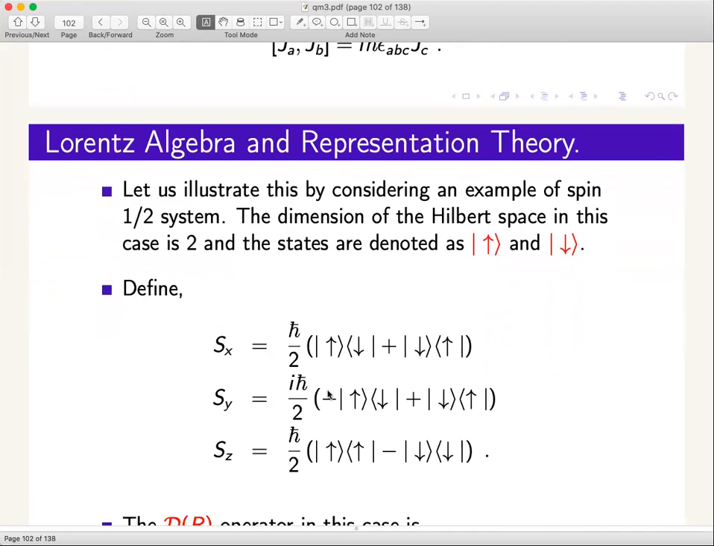So Sx involves the up-spin down-spin operator plus the down-spin up-spin type operator. This is the ket-bra kind of projection operator. This is the symmetric one. The anti-symmetrized one is Sy. Of course, if you anti-symmetrize, then you have to multiply by a factor of i such that Sy is a Hermitian operator. And Sz is of course up-up minus down-down.